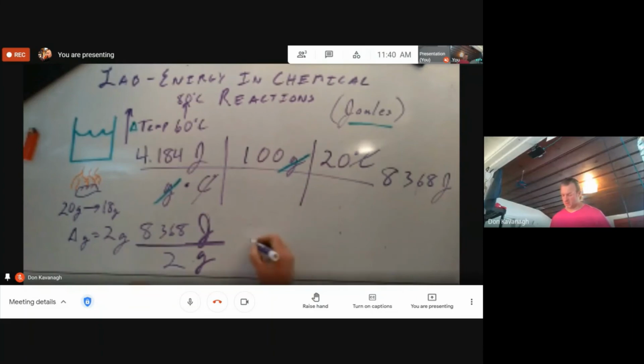4,000, I think I can do this in my head, 4,184 joules per gram. That's just a coincidence because I just used easy numbers here, 100, 200. But 4,184 joules per gram is the energy density of that charcoal briquette just based on these made up numbers I have right here. I hope this helps. Thank you.